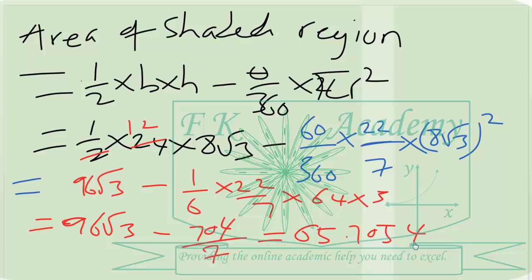And this will simplify to 65.7054. To three significant figures, we have 1, 2, 3. So three significant figures will be 65.7. The next number is 0, so we can round down. Centimeters squared.